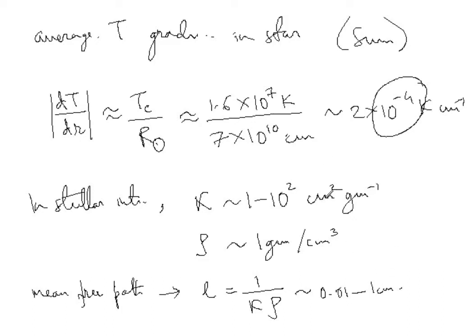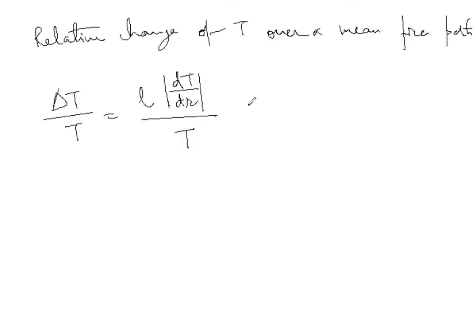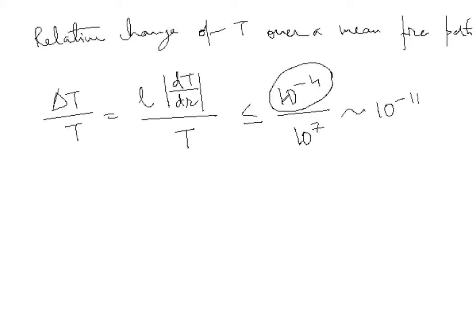Now what does this mean? This means the relative change of temperature over the mean free path. What is it? Well, let us find it. So the relative change of temperature over a mean free path is ΔT/T, which is basically L dT/dr divided by T. Now this is less than 10^-4 divided by 10^7. So what is the value? It is about 10^-11, and this is all because of this smaller value of 10^-4.